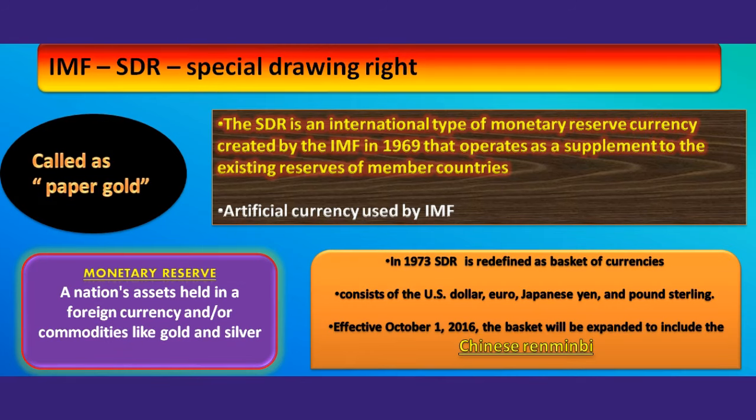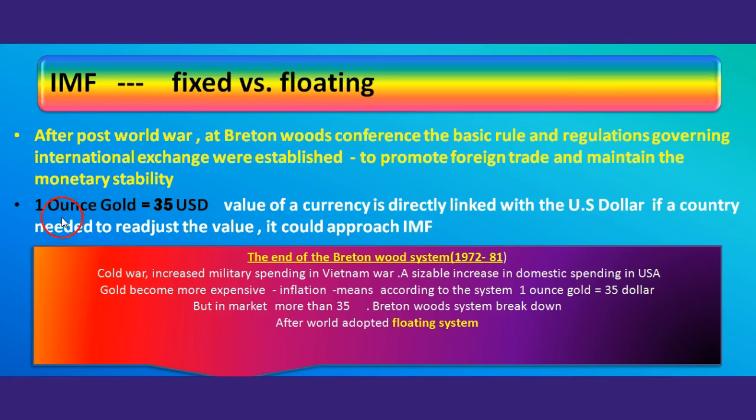We have discussed the fixed exchange regime system in the previous video. In the fixed exchange system, 1 ounce of gold was fixed at $35. The Cold War and the Vietnam War led to a sizable increase in domestic spending in the USA, and gold became more expensive. That means in the market the rate of 1 ounce of gold was more than $35. Most countries demanded their gold in return. The Bretton Woods system broke down after the world adopted the floating system. All this was discussed in the previous video.